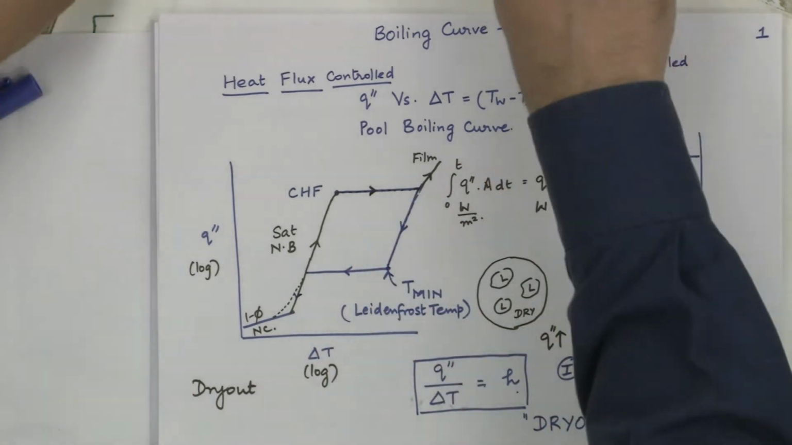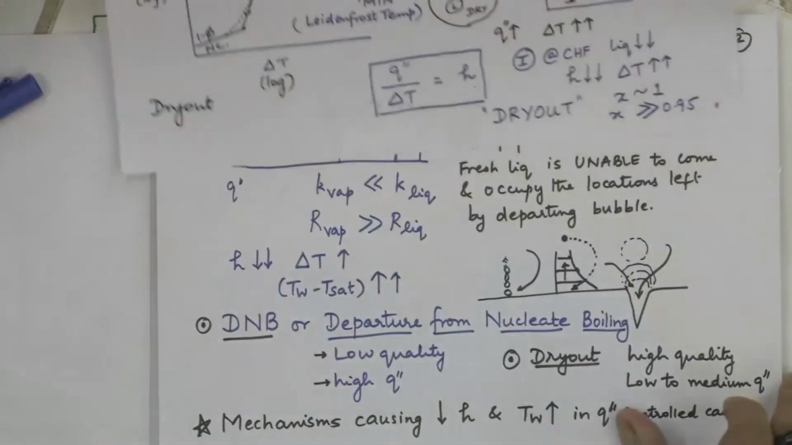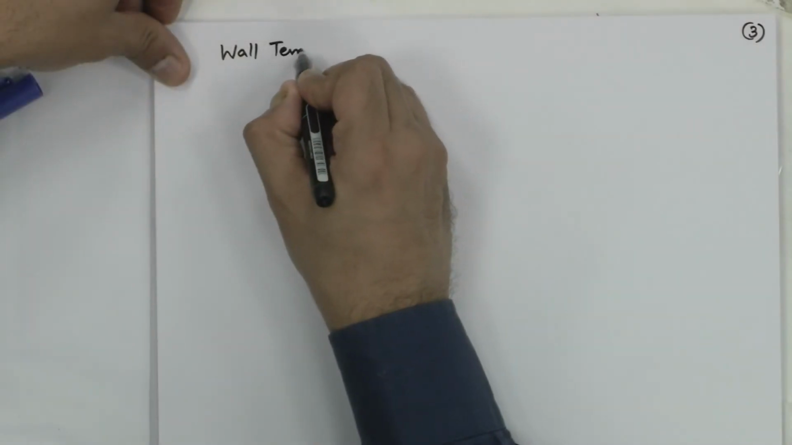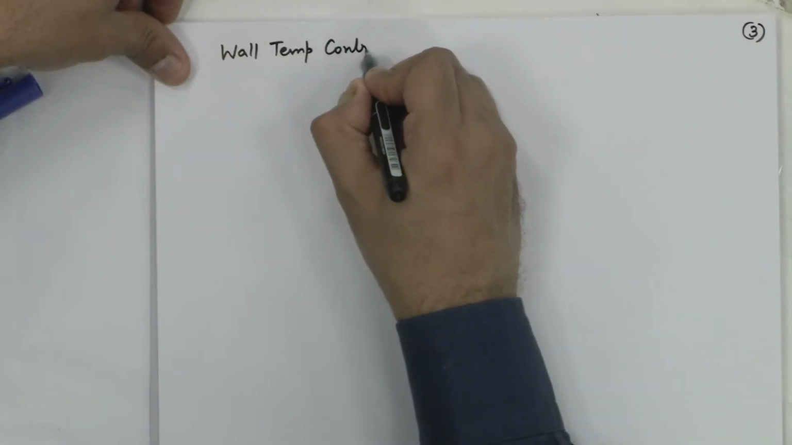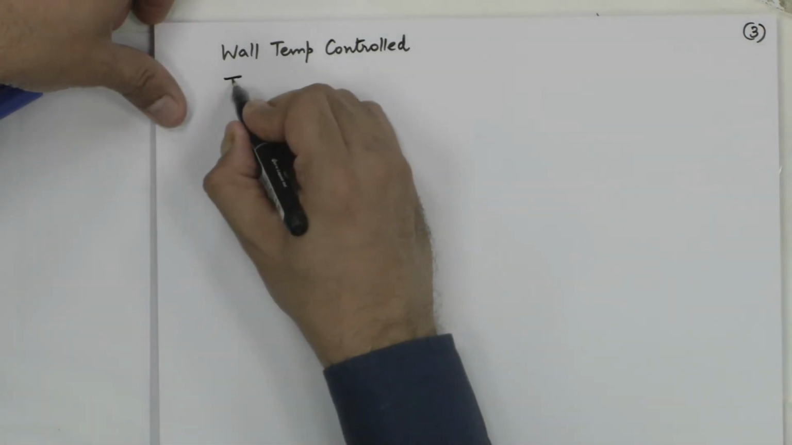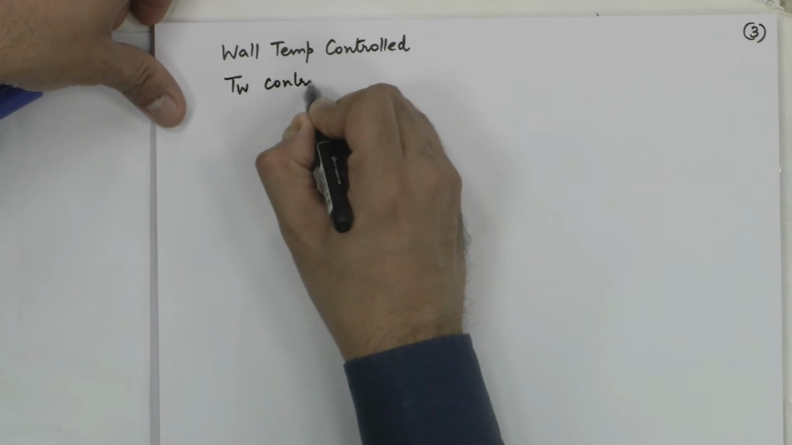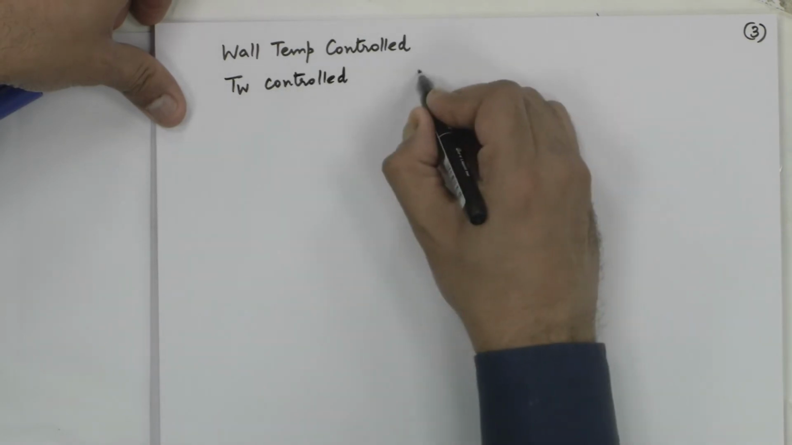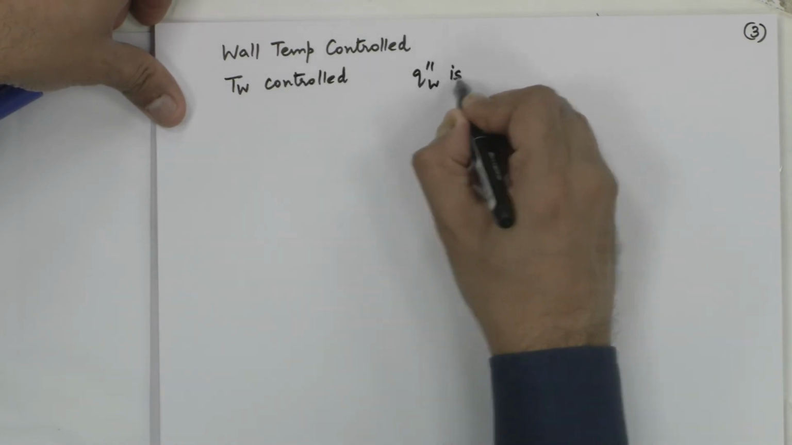Okay. Now, what is the other curve that you see in the books? We will quickly go through that. The other curve that you see in the book is nothing but what you see for wall temperature control situation, wall temperature controlled case. So, when you control the wall temperature, T wall is controlled, QW is what you get.